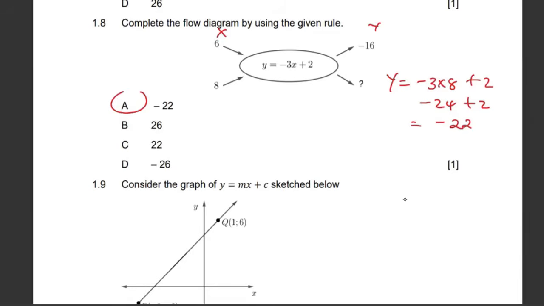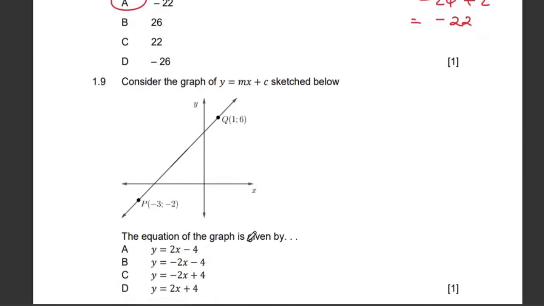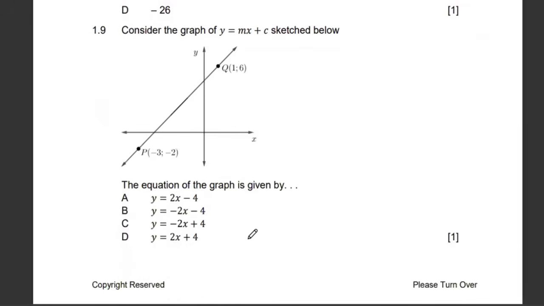Then next, we have 1.9. With 1.9, what the question is asking is they want us to get the equation of this line. So whenever you're finding the equation of the line, remember m is the gradient. We need to find it. C is the intercept, which is the y-intercept. We also need to find that.